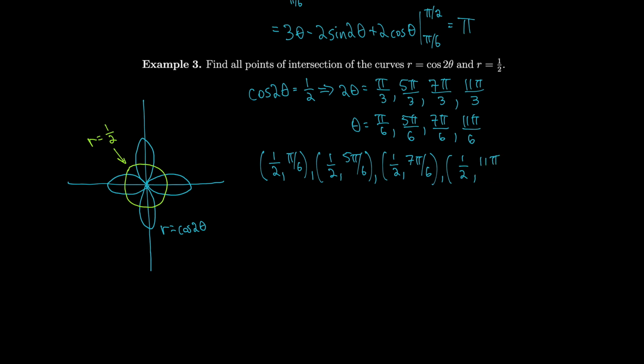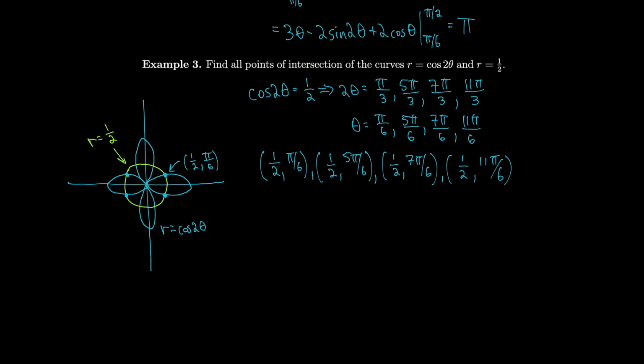I might as well try to be consistent. So that's over here, half pi over 6. And then over here is half 5 pi over 6. And then over here is half 7 pi over 6. And over here is half 11 pi over 6. But that's only 4. And it looks like from our picture there should be another 4. Should be these 4 also. There should be 8 intersection points.